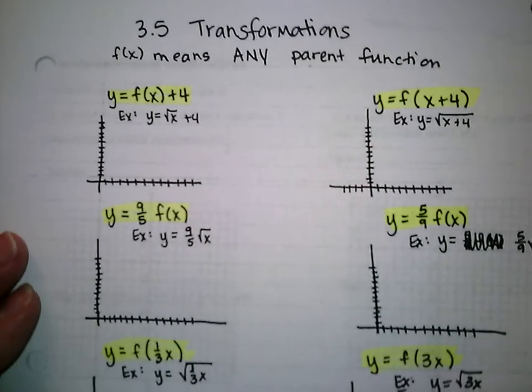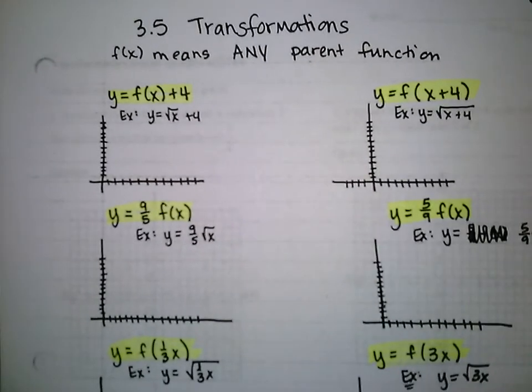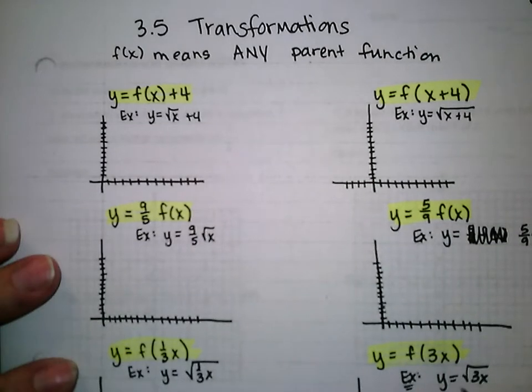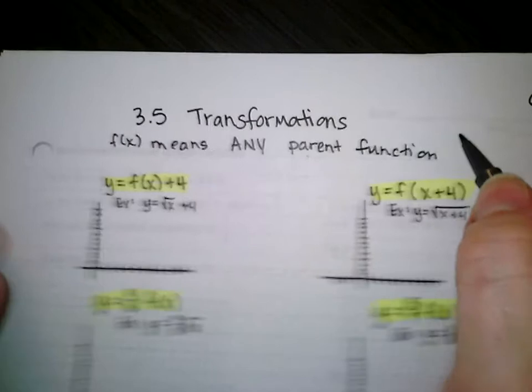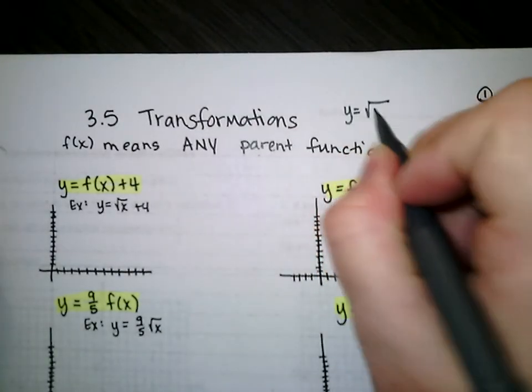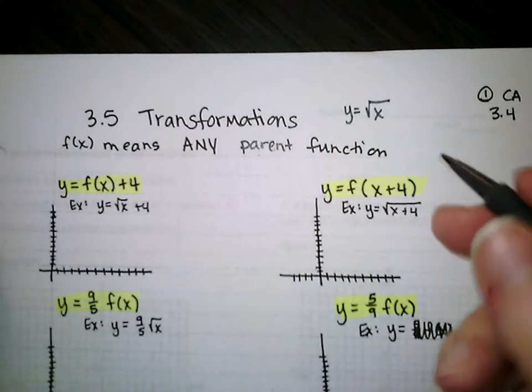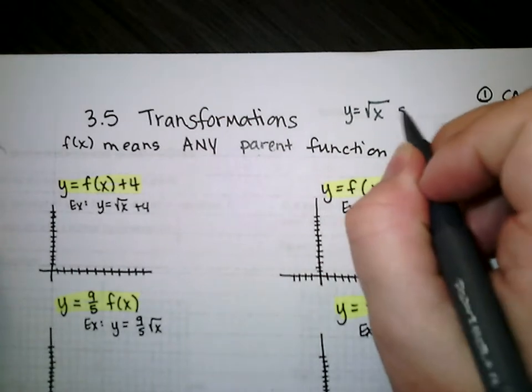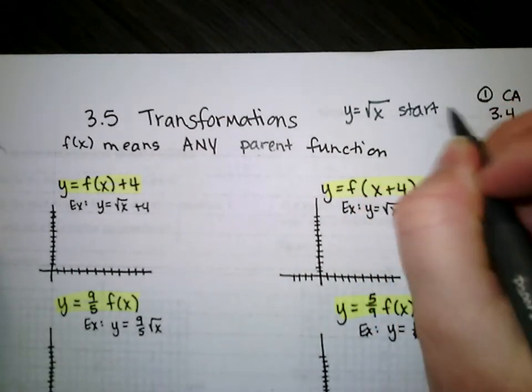Okay, let's get some examples. First of all, we need to remember what that square root function normally does. So I just want to remind you that if we have that parent function y equals square root of x, that's the one I call an eyebrow. It will normally start at 0, 0.